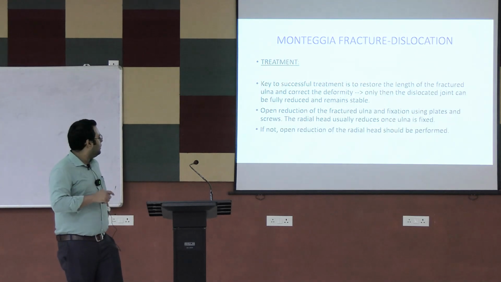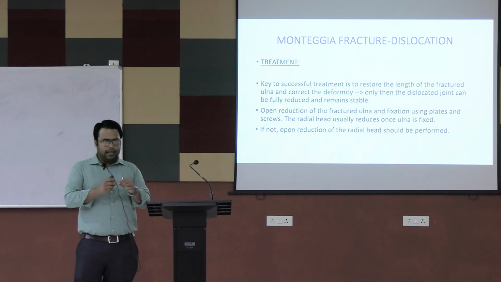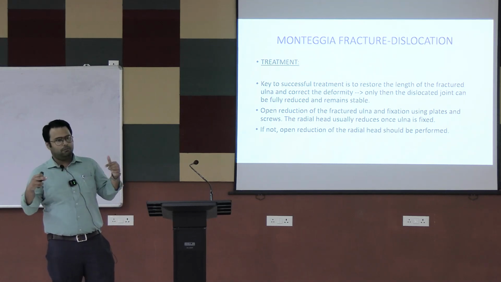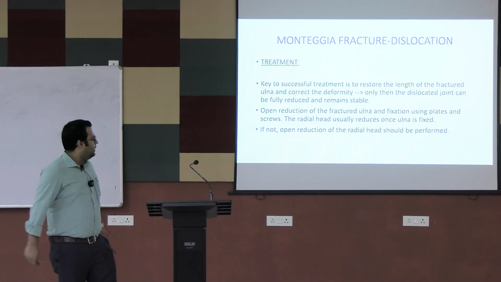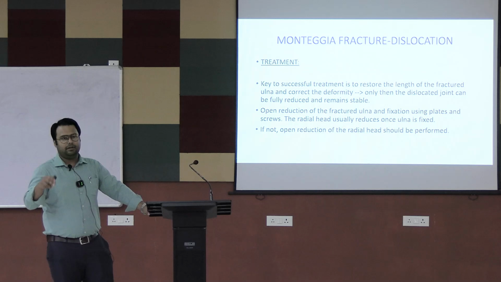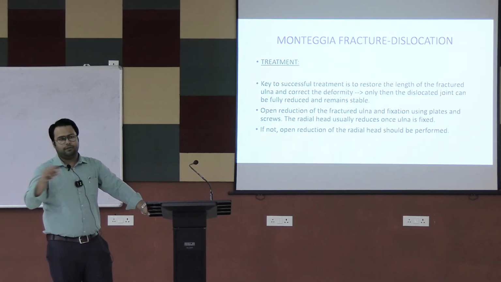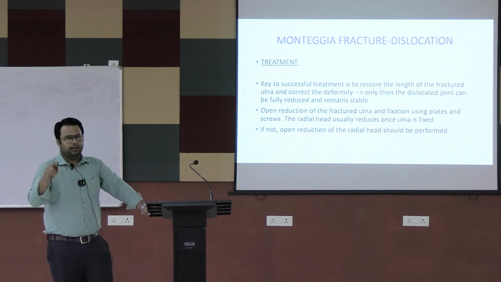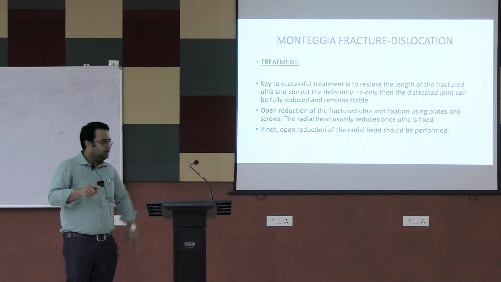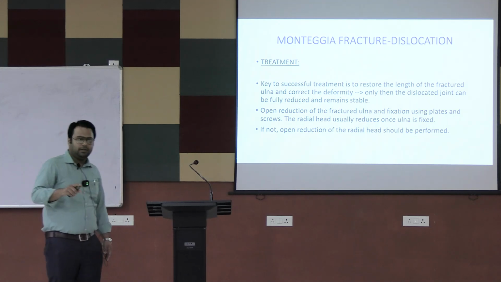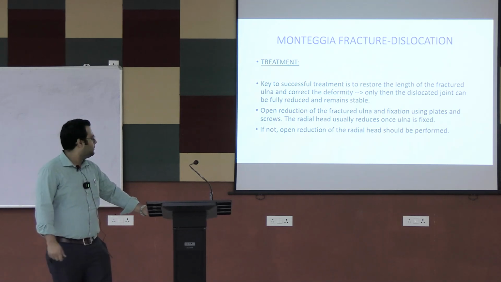Next, on the treatment, the principle of treatment of this fracture is to restore the length and proper angulation, proper bowing of the fractured ulna. Only then can we put back the dislocated radial head. In most of the cases, once we have properly reduced the fractured ulna, and that bowing and length is maintained, the radial head comes back to its normal position on its own. But in many of the cases, this does not happen. So in those cases, what we do is an open reduction of the radial head and keep it in position by Kirschner wires or something like that.